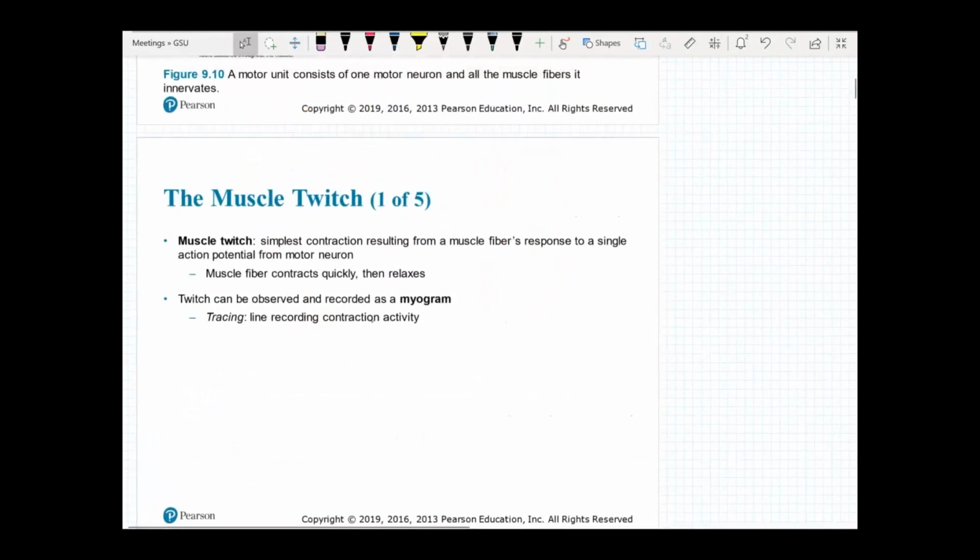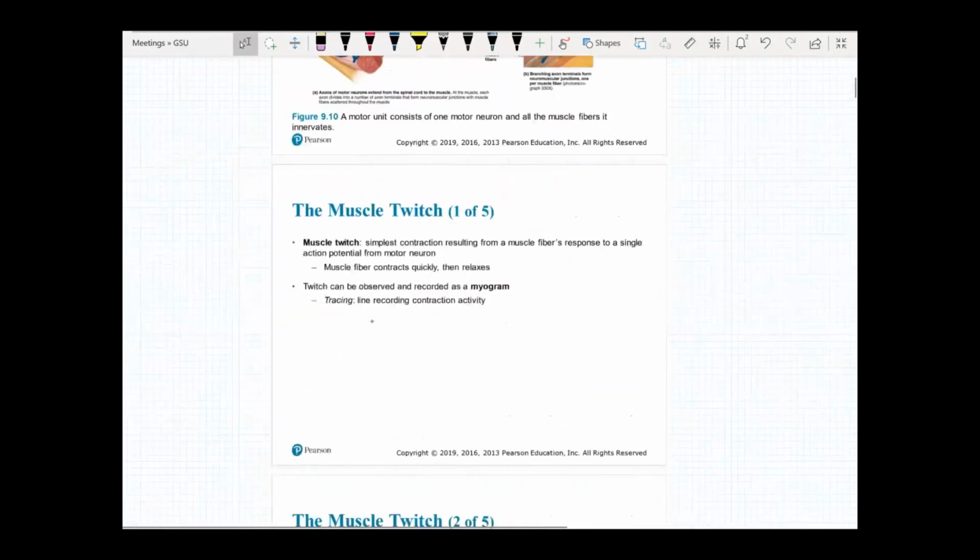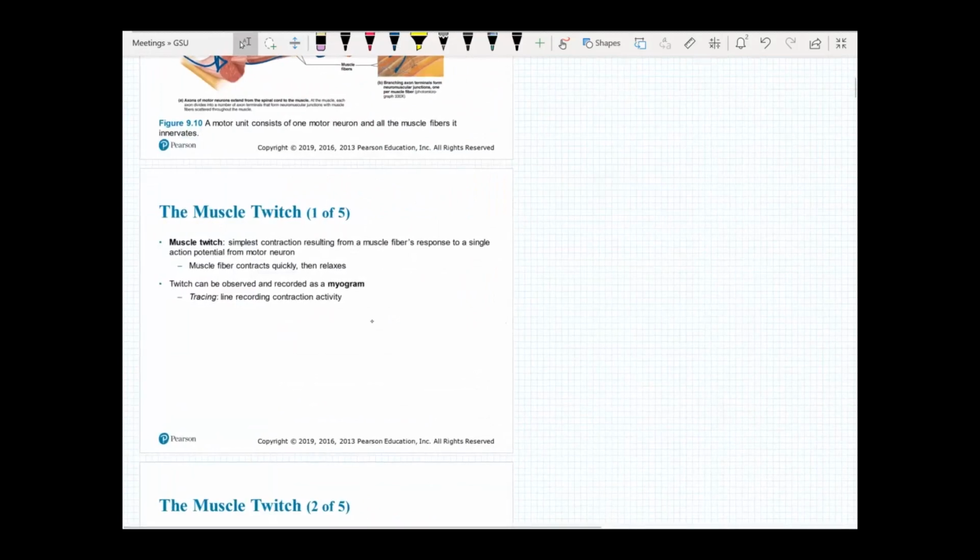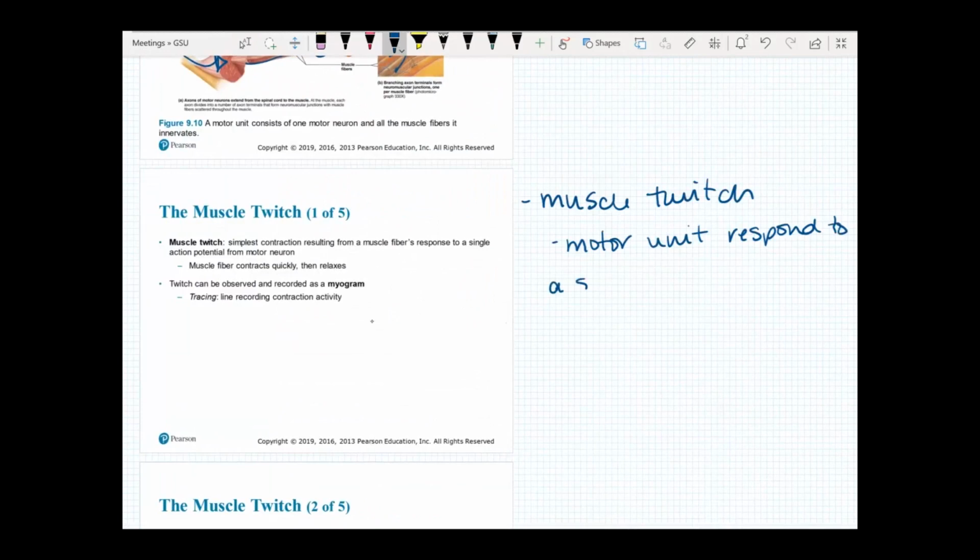The next thing we're going to talk about is something called a muscle twitch. So this is a fun name. A muscle twitch is when you have the motor unit respond to a single action potential. So it will be the motor unit that will respond to a single action potential.